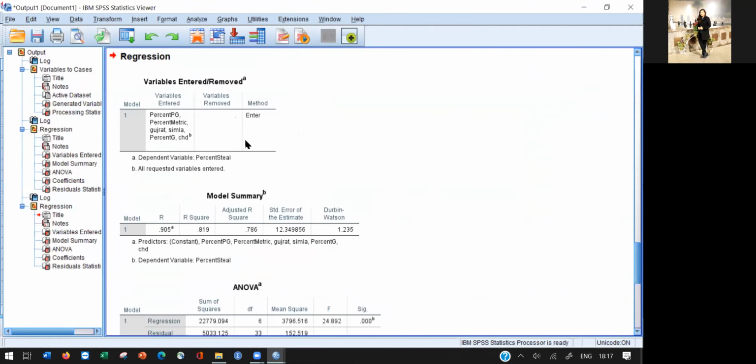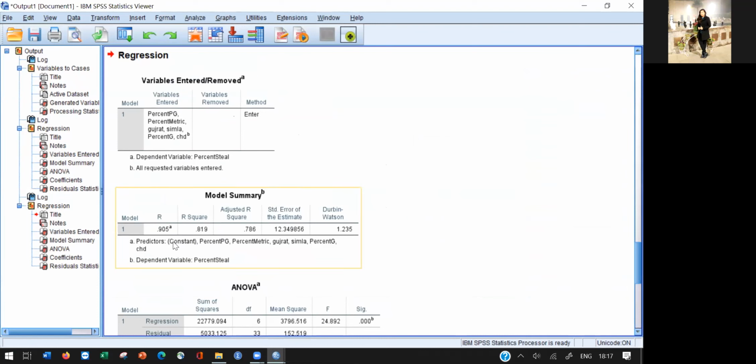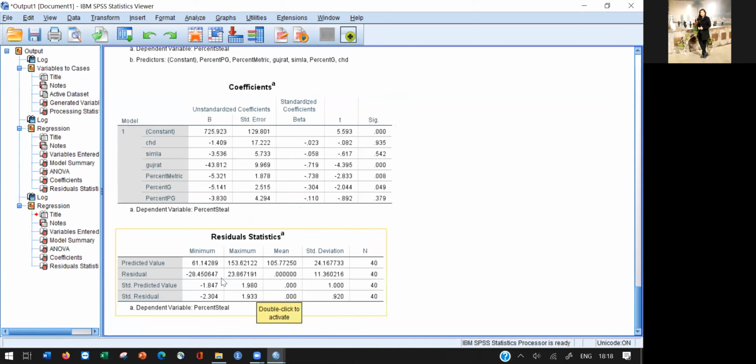Now, interestingly, I have got my results, which show the R-square value as 81% and 78%. So earlier we were getting 52%. Now this model explains 78% of the variations. So this is how our results change. We have got ANOVA, coefficients, and residuals as well.